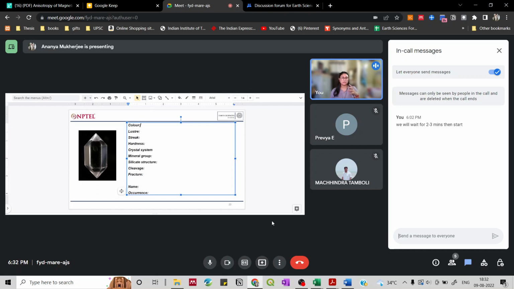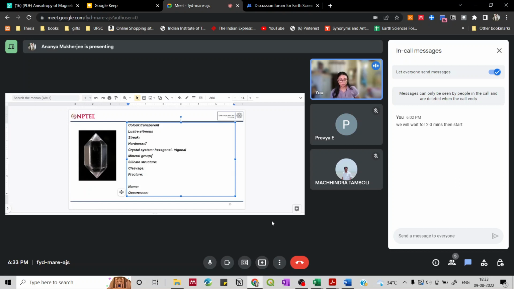So the color for this is obviously transparent. Okay. The luster would be vitreous. This does not have a streak because its hardness is 7. Okay, any mineral whose hardness is above 6.5 will not show a streak. It will just show a scratch on the tile. Okay, the crystal system for this is hexagonal, actually also better known as a trigonal system.